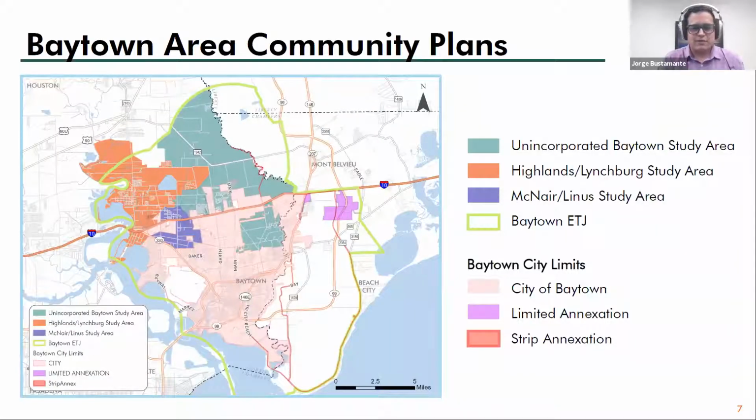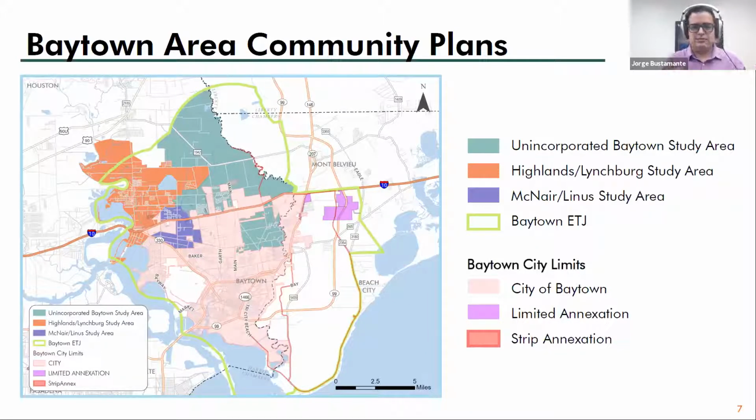So before I hand it over to Monisha, I wanted to add some context about all the planning efforts that are happening in the area. This is a very special time because we're not just doing McNair Linus, we are actually doing 3 community plans in the greater Baytown area. Just last night, we kicked off Highlands Lynchburg, and it will be followed shortly by the unincorporated Baytown area.